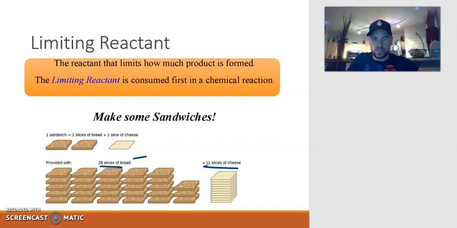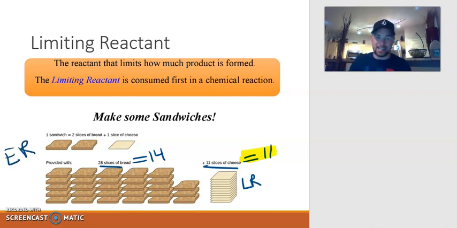Well, 2 slices per sandwich, so 14 would be the maximum if you used up all the bread. But if you used up all the cheese, what's the maximum amount of sandwiches you can make? You can only make 11. So do you make 14 or 11? The answer is the lowest of the two. Whichever one creates the lowest amount is the ingredient or reactant that's going to run out first. In this case, the cheese is the limiting reactant, and the bread would be known as the excess reactant, the reactant that's left over.